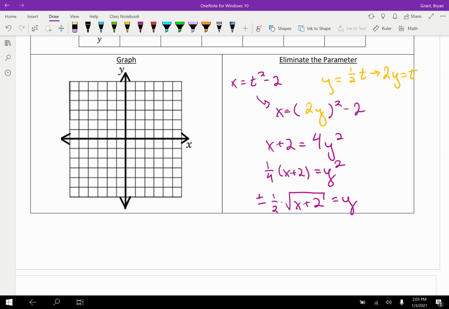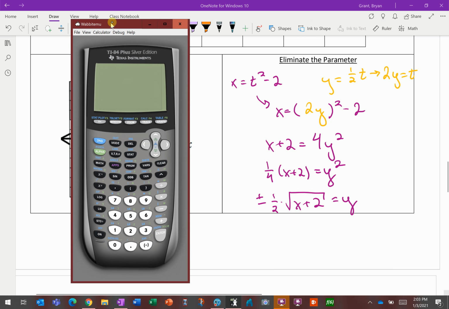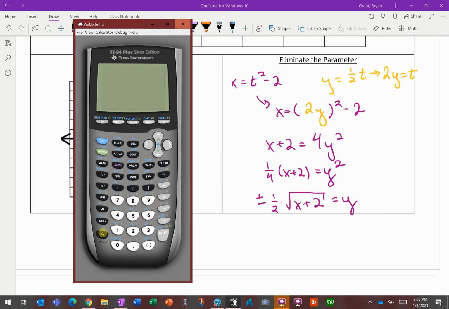So 84 time, make sure you have that ready. You're going to want to be on your main screen, your home screen. You don't need to be on the graphing mode at this point. So here's my 84. We'll bump it over here so we can see the problem. And we're on that main screen. We want to go to mode.